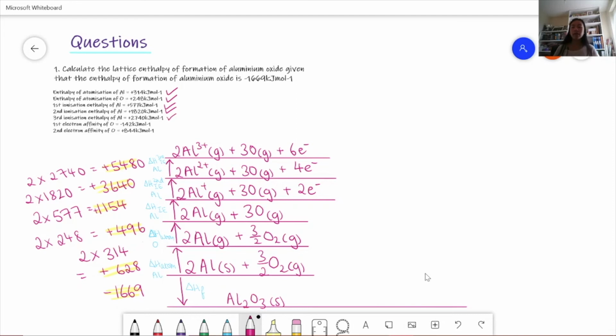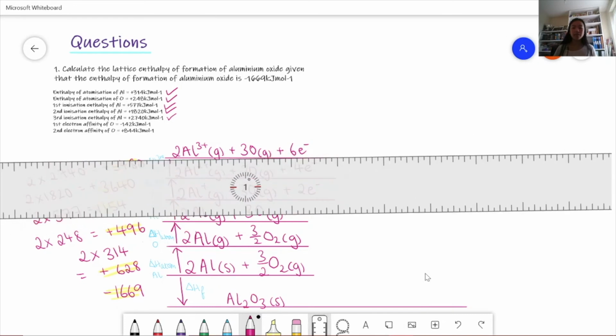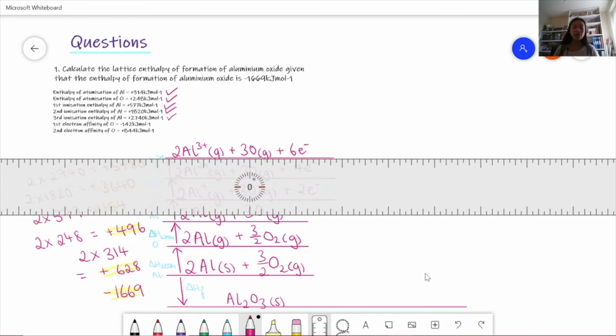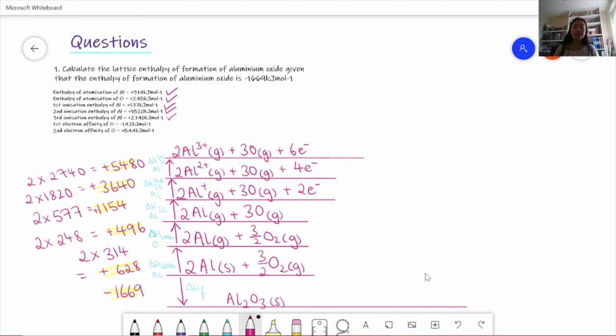So now we use the electron affinities. So the first electron affinity is negative, so we know that's exothermic, and that means that this has to go down. So for this line, I'm just going to draw it a bit longer. And then in the next level, we'll now leave the aluminium ions alone. And we're going to have the first electron affinity of oxygen.